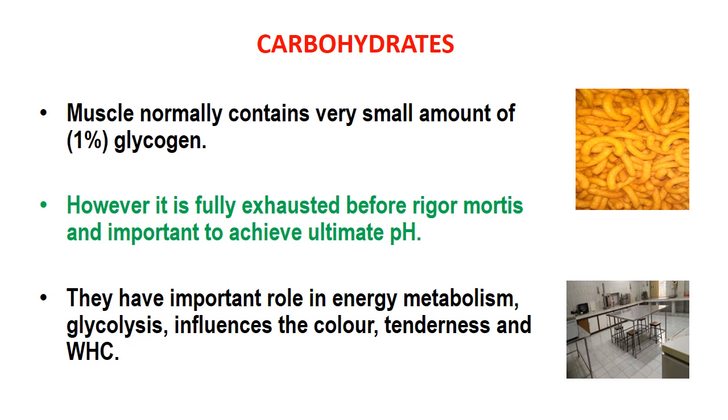So if proper glycogen storage is there and proper post-mortem changes are happening, then only we can get the optimum pH and other post-mortem changes, or post rigor mortis changes related to aging and conditioning, which give a better quality meat. So the presence of an optimum amount of carbohydrate during slaughter is very important.